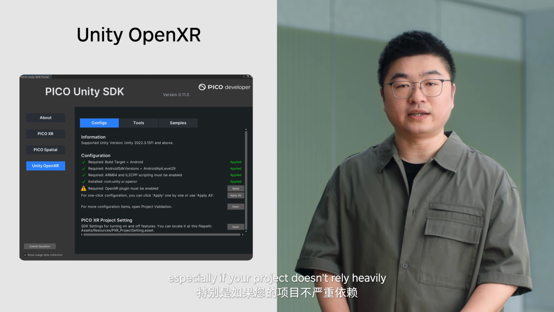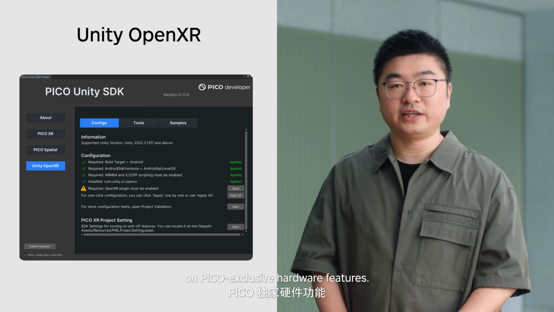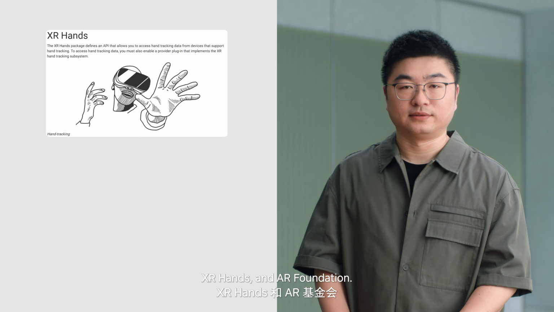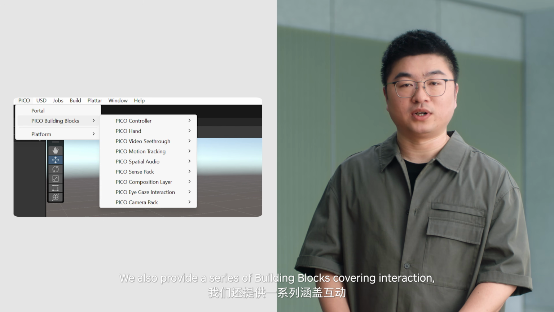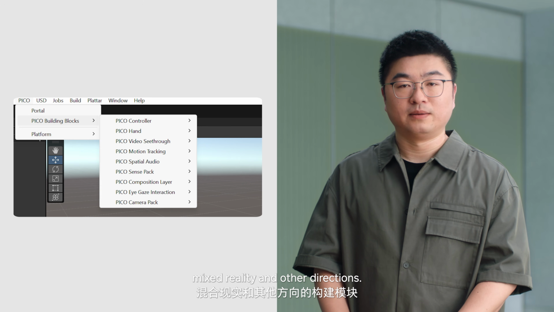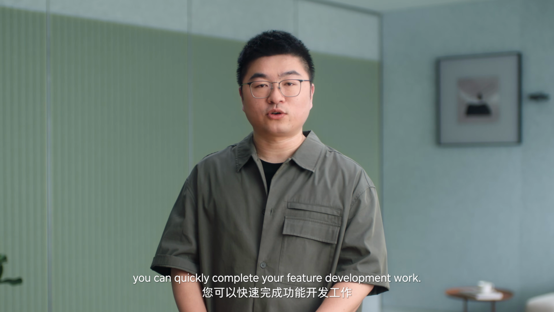if your project doesn't rely heavily on PICO exclusive hardware features. We support Unity's official XR Interaction Toolkit, XR Hands, and AR Foundation. We also provide a series of building blocks covering interaction, mixed reality, and other directions. With these tools, you can quickly complete your feature development work. So that's the new PICO Unity SDK, a unified, efficient, and robust framework designed for modern XR development.